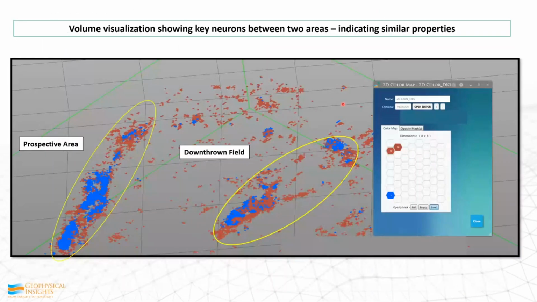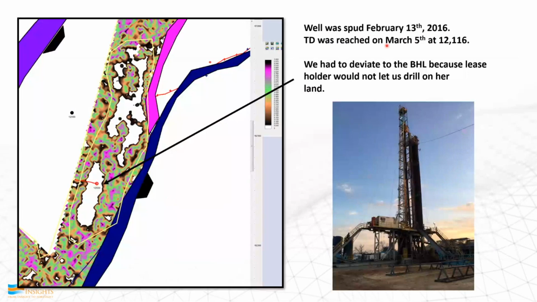And I did a run that covered both the upthrown and downthrown zone so that I could look at the neurons that were in common. Again, here's the group of 10 BCF or better wells here and here. And then here's my prospect area. And I'm going, well, that looks pretty good. So we drilled the well in 2016.